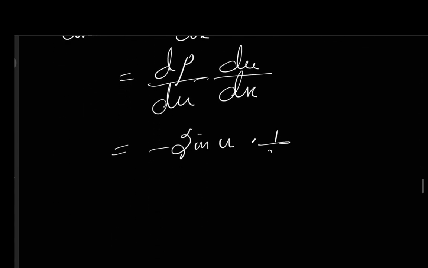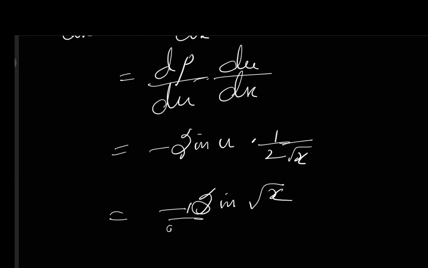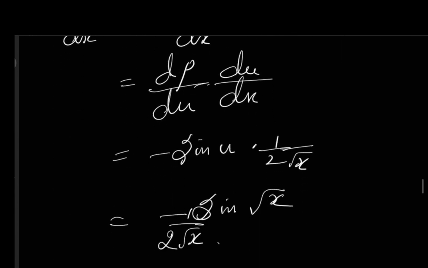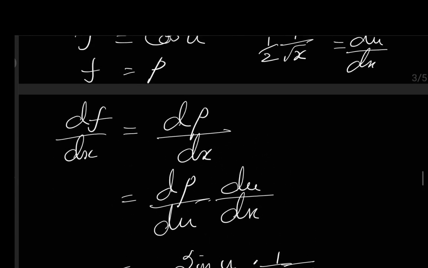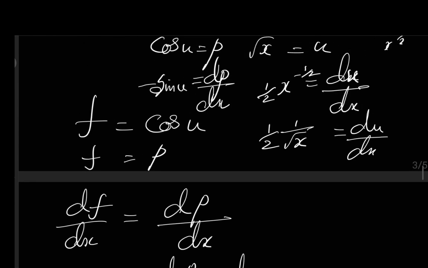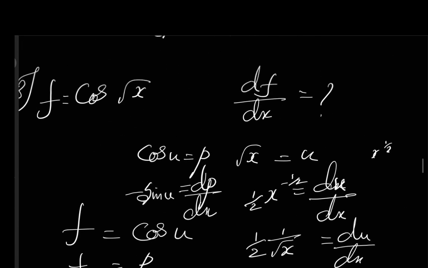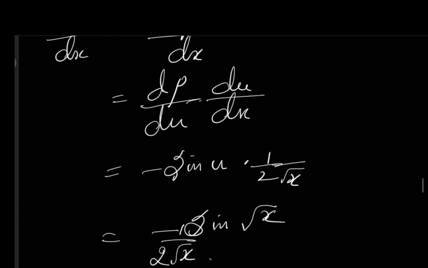So 1 by 2 root x. And replace u, minus sine u is root x. Then 1 by 2 root x. This is the final answer. That's all. Very easy sum here for you. Just because I've given you the chain rule, we are applying this. For this simple sum, actually the function is very easy.